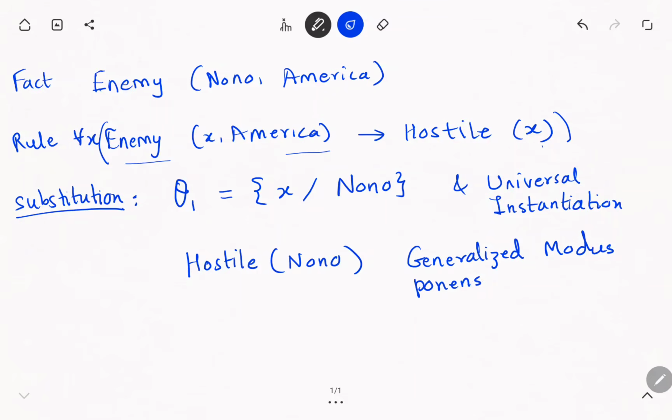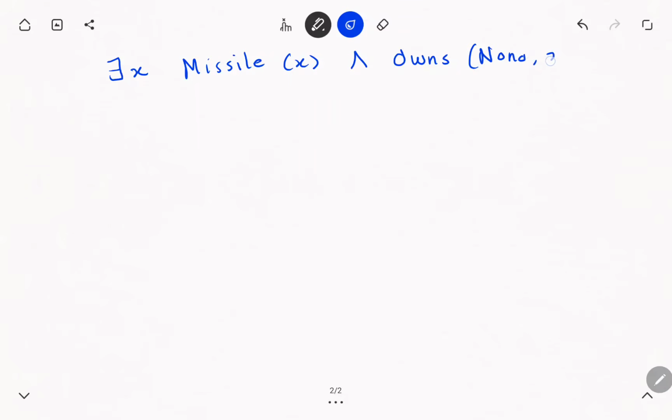Now next we can use the rule. Now we have there exists x. So there is an existential rule, right? There exists x, missile x, and owns nono comma x. So there exists such x.